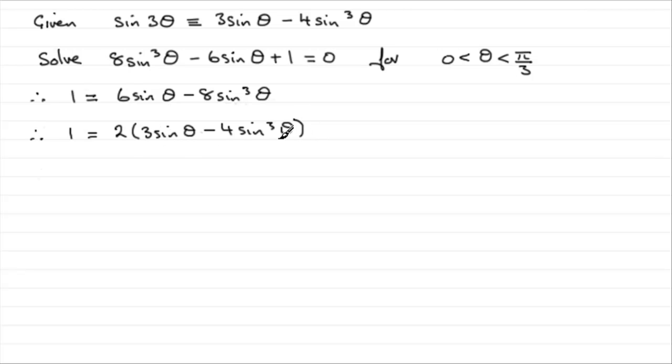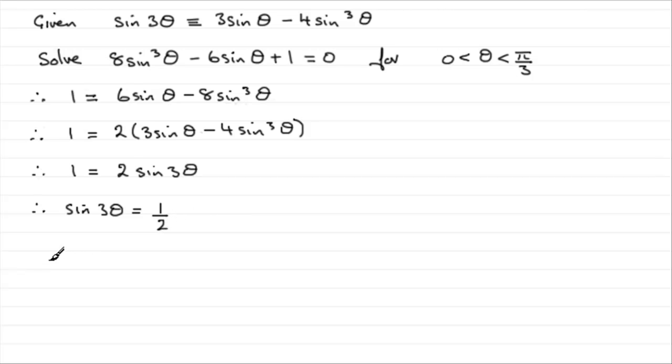And as you can see, this part here, 3 sine theta minus 4 sine cube theta, is what we have up here, and it's identical to sine 3 theta. So I can therefore say that 1 must be equal to 2 lots of sine 3 theta. Now this has given me a very simple trig equation. All I've got to do is divide both sides by 2, and that gives me a half equals sine 3 theta, or basically that sine 3 theta equals a half.